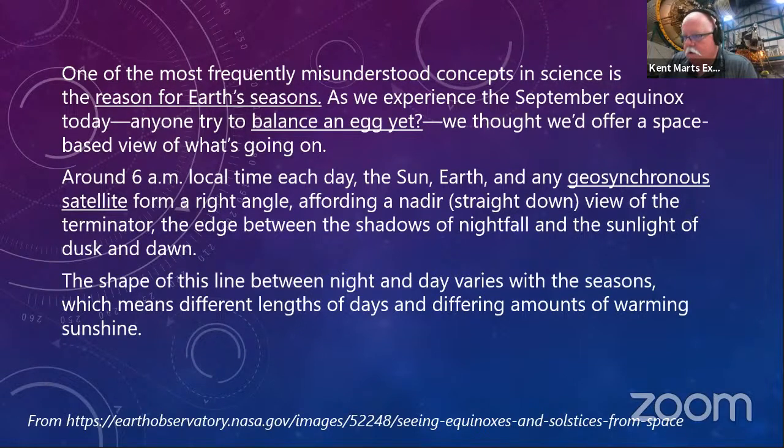So anyway, a little bit of math here. Around 6 a.m. local time each day, the sun, the Earth, and the geosynchronous satellites form a right angle, affording a straight down view of the terminator, the edge between the shadow of nightfall and the sunlight of dusk and dawn. I never really thought of how the shadow moves over the course of the year. If you take a picture at the same time every day from the same side of Earth, then you're going to have a shadow that moves because it swings back and forth. So this controls where sunrise and sunset is. It controls the length of the day.